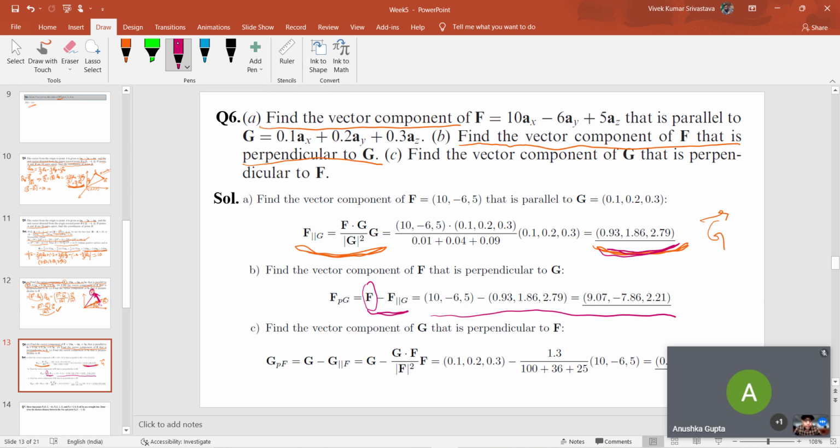Okay, so the third part is somehow related to the first and second parts. Here you have to find out the vector component of g that is perpendicular to the vector f. You can find this out by yourself, because we have seen in these two parts how to find out the vector component of any vector along some other vector. If you have any doubt in this question, then please ask.